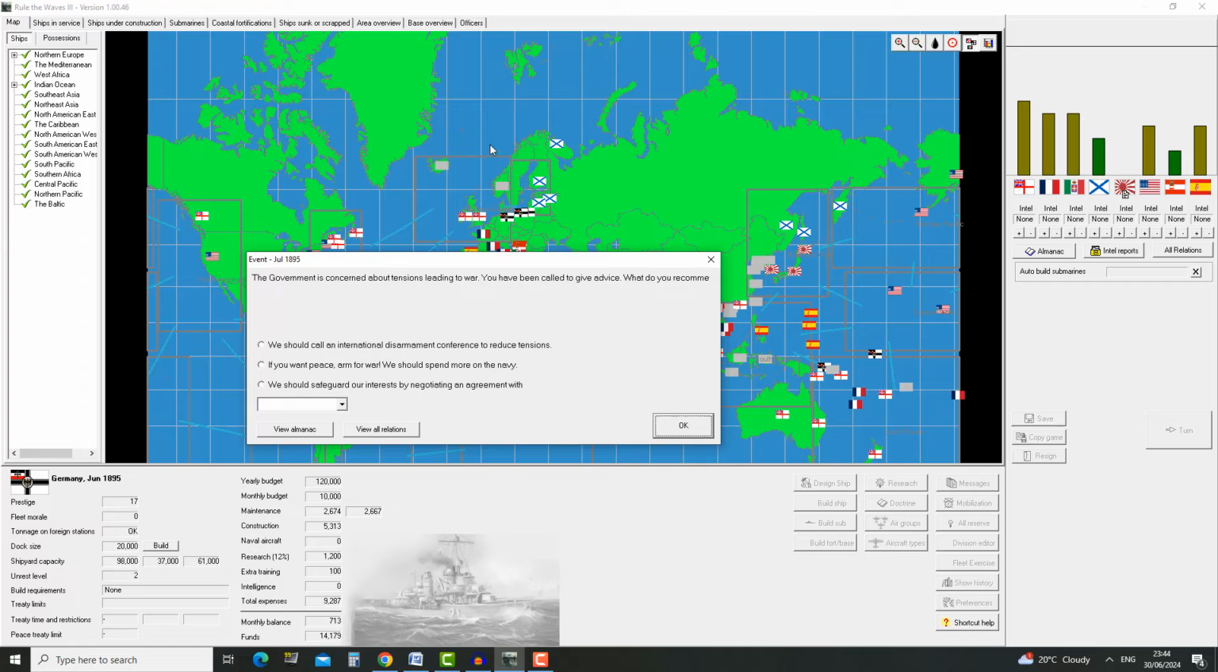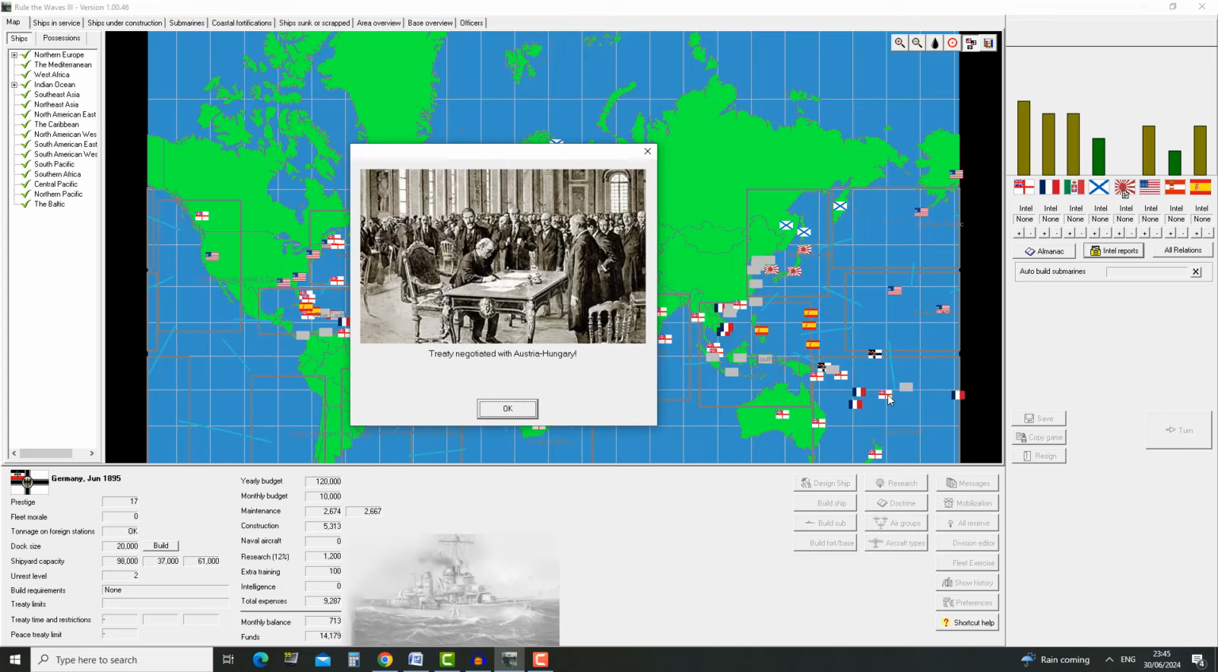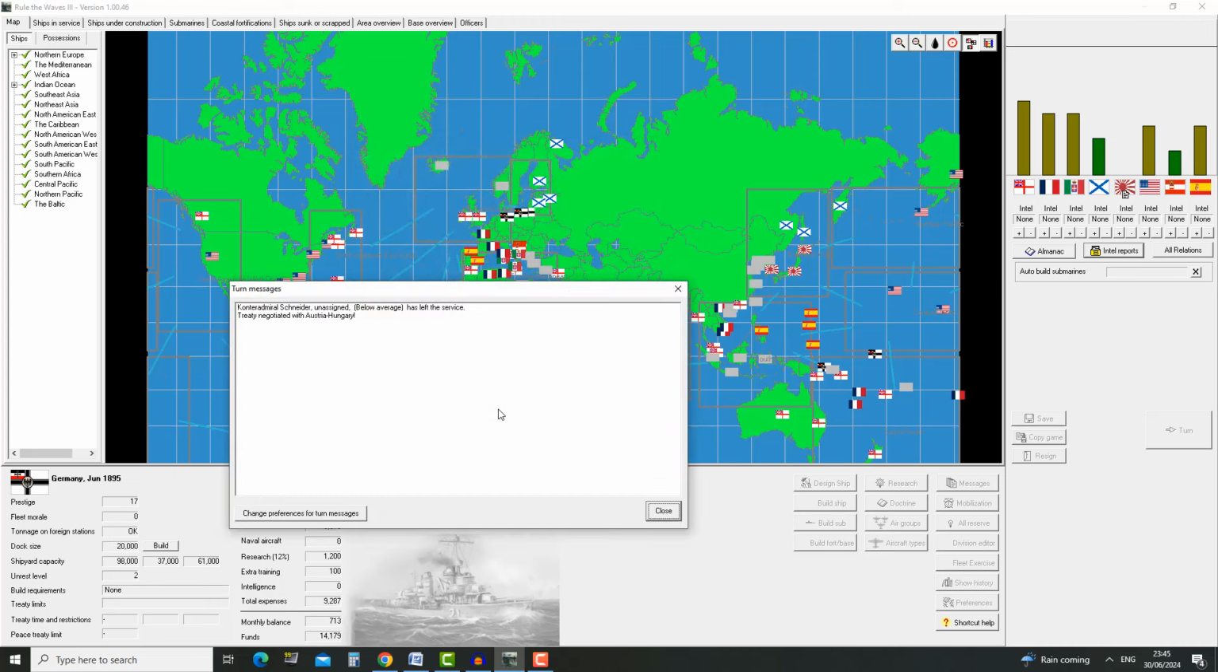The government is concerned about tensions leading to war. You have been called to give advice. What do you recommend? We should call an international conference? No. If you want peace, prepare for war. We could negotiate an agreement with Austria-Hungary. We have fairly good relations with them, so that could work. Treaty negotiated for Austria-Hungary. Nice.